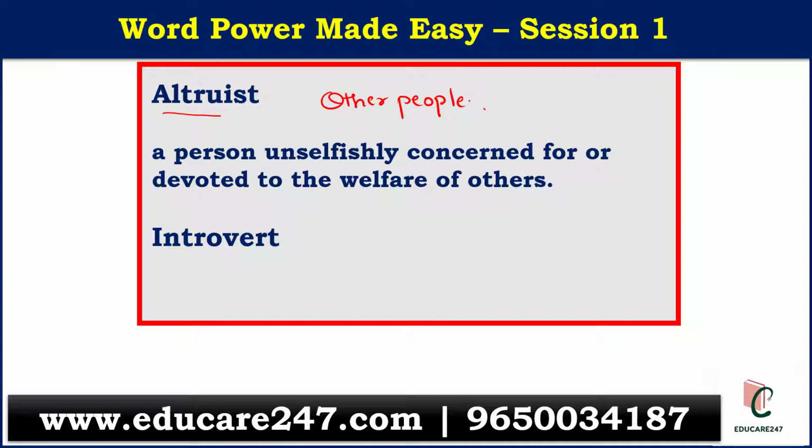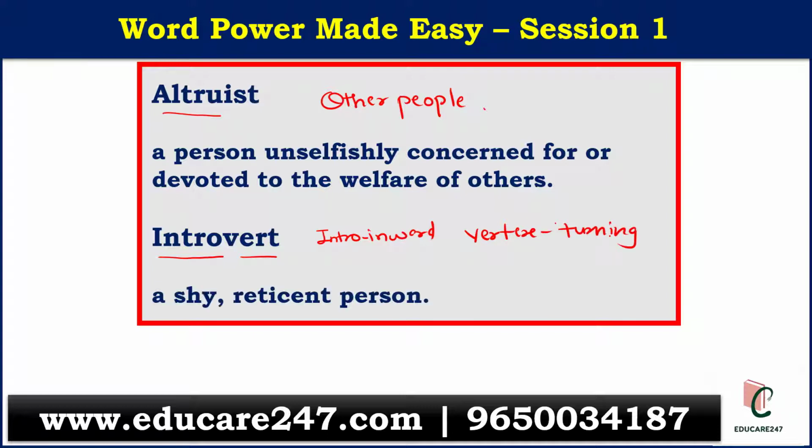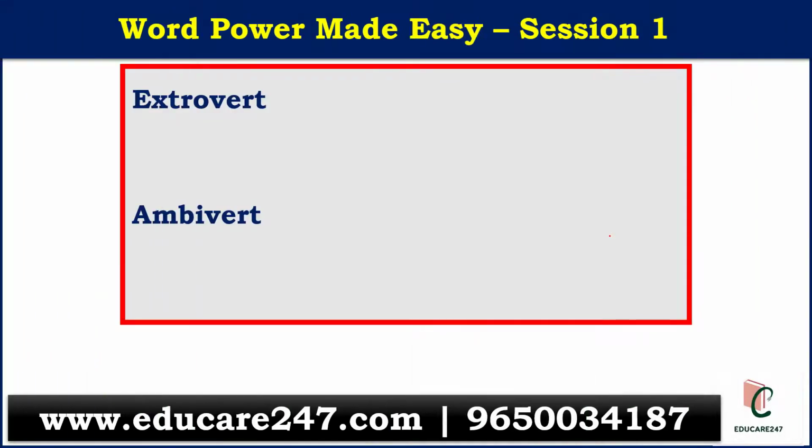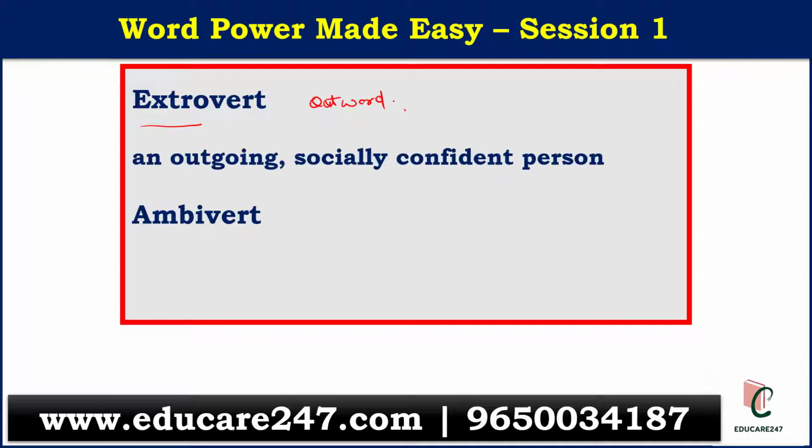Next word we have here is introvert. Introvert again has two parts. Intro means inward, and vert is from the word meaning turning. So an introvert is basically a shy or reticent person. Next word we have is extrovert. Extro is basically outward. An extrovert is an outgoing, socially confident person, basically the opposite of introvert.